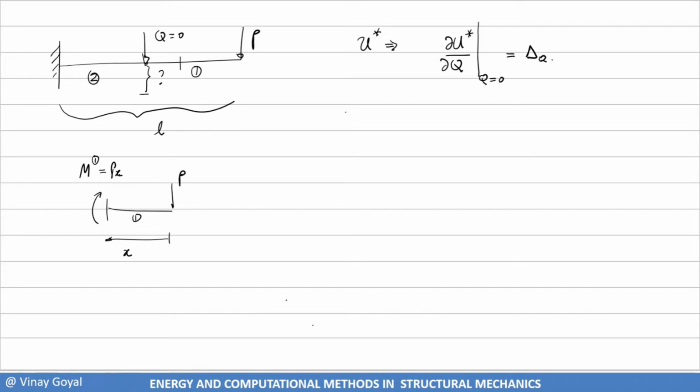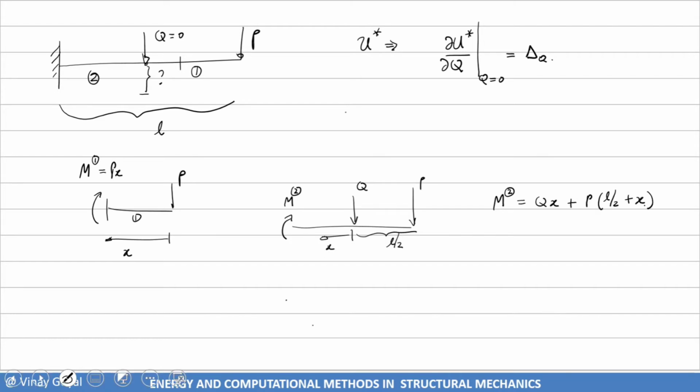For section 2, I'll get this load Q here, this load P here, this is L half. I can define X going from here to here if I wanted to. And so I get a moment now again for portion 2. That moment for portion 2 can be found to be, for mechanics of materials, Q times X plus P times L half plus X. I believe that's correct. Should be correct.